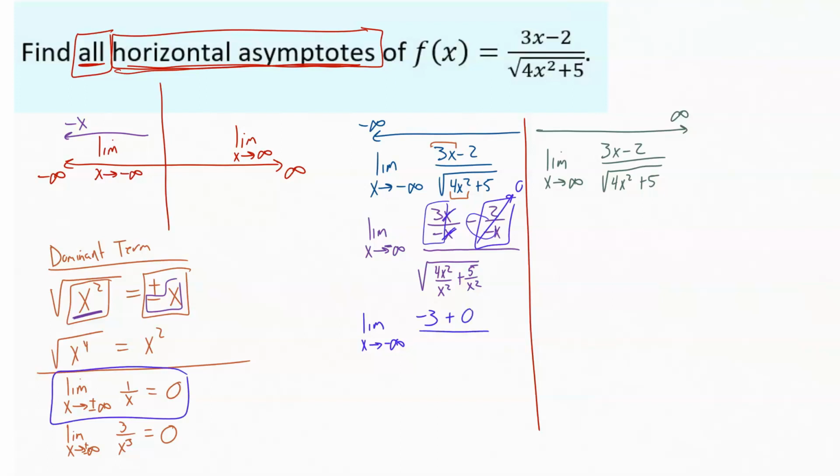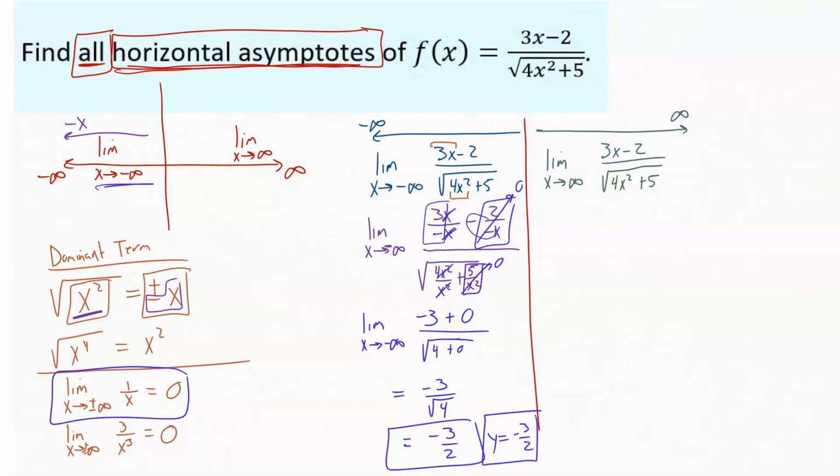And then on the bottom, I cancel out those squareds, so I end up with the square root of 4, and then this is that same definition, that's going to head to 0. So cleaning this thing up, on top I've got negative 3, on the bottom I've got the square root of 4, which is really 2, so negative 3 over 2. That's a y value. y equals negative 3 over 2 is our horizontal asymptote as we head to negative infinity.